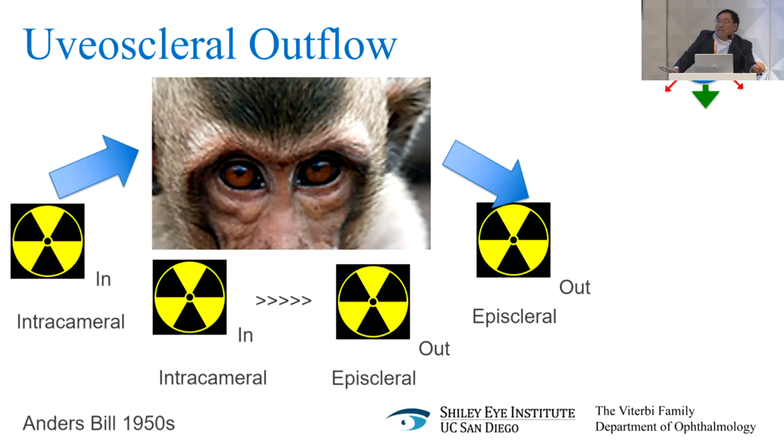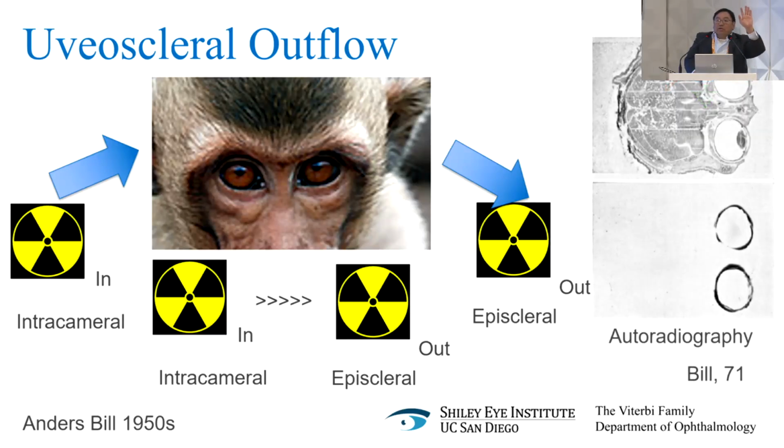So this is 1950s Anders Bill. He would put radioactivity into the eye and then collect the radioactivity out of the eye from the trabecular pathway. And he realized that he could never really get back what he put in. So there has to be a second door, and the door was big. So what he then ended up doing was sacrificing the animal, putting a piece of film on the tissue. The radioactivity would develop the film, and that's called autoradiography. And guess where he found the tracer? In the uvea and the sclera. Hence, uveoscleral outflow was a second door. The lost fraction.